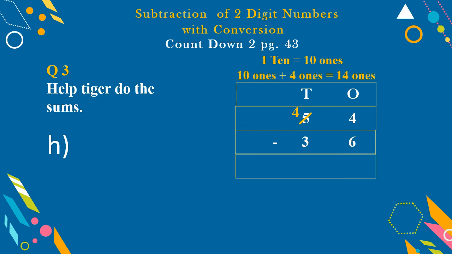10 ones plus 4 ones equals 14 ones. So we will write 14 on the top of the ones column. Now, in the ones column, we have 14 minus 6, which is equal to 8. So write 8 in the ones place of the answer. Now in the tens column, 4 minus 3 equals 1. So write 1 in the tens place of the answer. So 54 minus 36 equals 18.